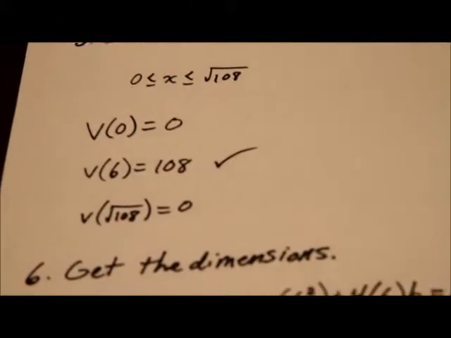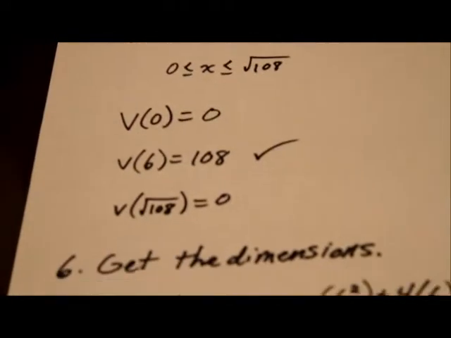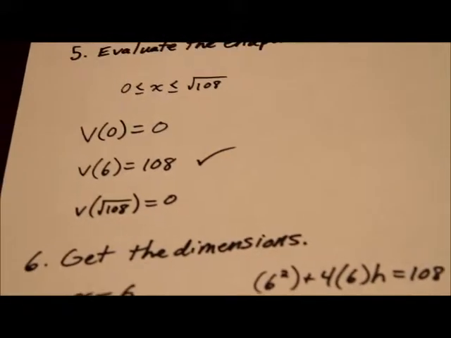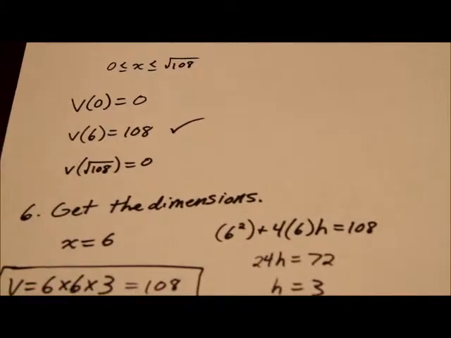Of course, that's not the case here. The endpoints at 0 and square root of 108 are both 0, and 6 is going to be 108, so that's clearly going to be the maximum value. But you always want to evaluate the endpoints just to be sure.